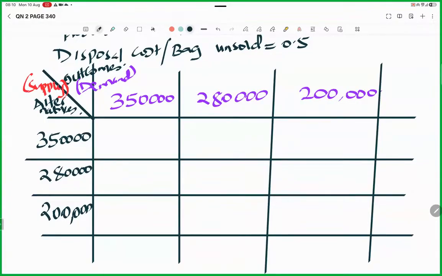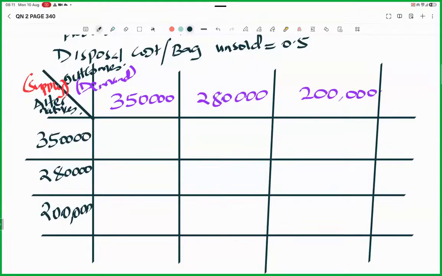Now, let me know once you guys are able to draw to there. Once you're able to draw this, please mention there. Yes. You can see most of them have been able to draw.